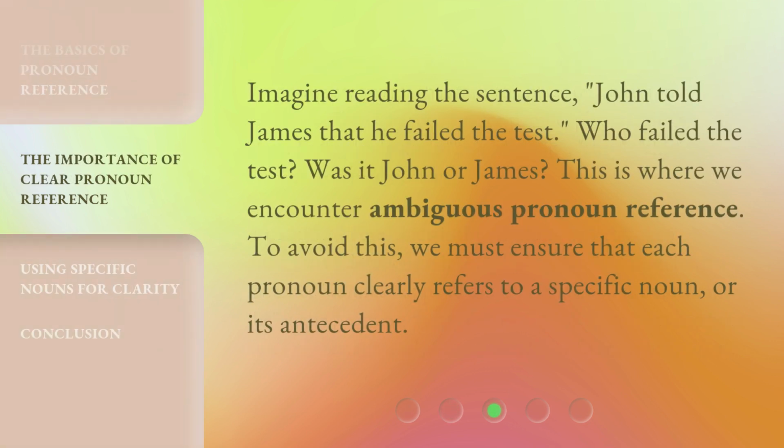Imagine reading the sentence, "John told James that he failed the test." Who failed the test? Was it John or James? This is where we encounter ambiguous pronoun reference. To avoid this, we must ensure that each pronoun clearly refers to a specific noun, or its antecedent.